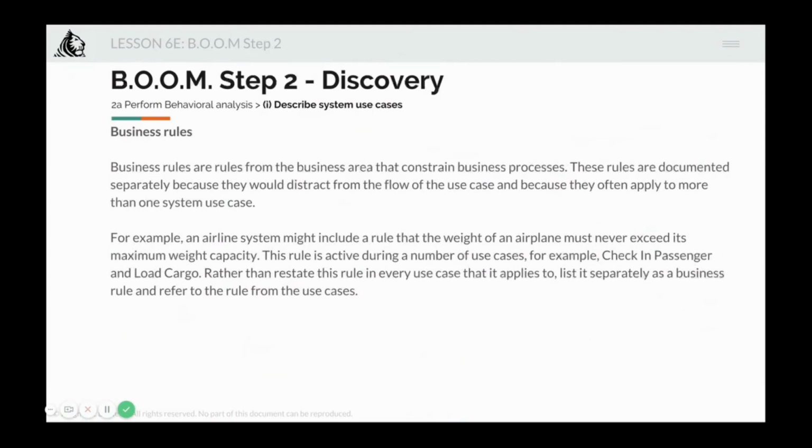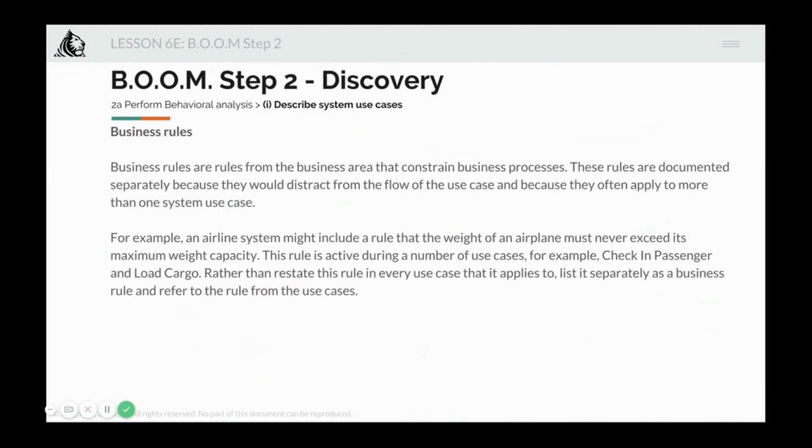For example, an airline system might include a rule that the weight of an airplane must never exceed its maximum weight capacity. This rule is active during a number of use cases. For example, check in passenger and load cargo. Rather than restate this rule in every use case that it applies to, list it separately as a business rule and refer to the rule from the use cases.